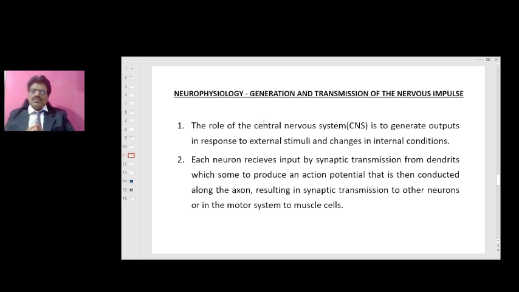Neurophysiology. So this is about the neuroanatomy. Neurophysiology: how is the impulse generated and the transmission of the nervous impulse. The role of the central nervous system is to generate outputs in response to external stimuli and changes in the internal conditions. Each neuron receives input by synaptic transmission from dendrites, which go to produce an action potential that is then conducted along the axon, resulting in synaptic transmission to other neurons or, in the motor system, to muscle cells.